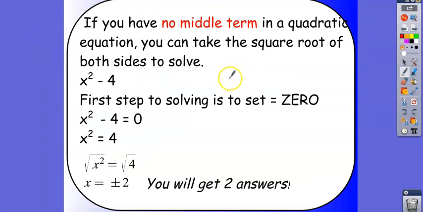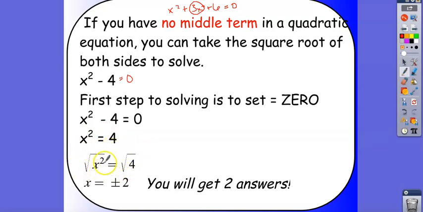Okay, if you have no middle term, so remember we've been looking at expressions that look kind of like this. Okay, and if I have no middle term, that 3 isn't there. In a quadratic equation, and if it's an equation, it's got to have an equal sign, you can take the square root of both sides to solve. So here's an expression, I'm going to make it an equation. First step to solving is set it equal to 0. Okay, x squared minus 4 equals 0. I add 4 to both sides, I get x squared equals 4. I can now take the square root of both sides.